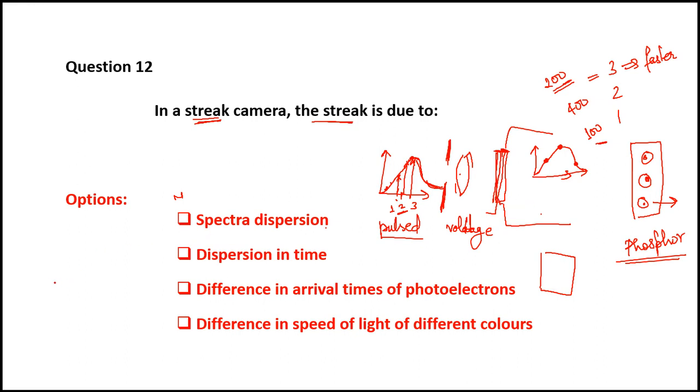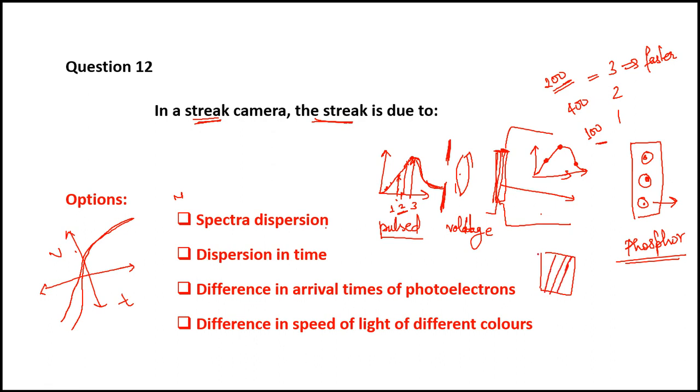What happens is, let's say this is the voltage versus time graph. The voltage versus time for these photoelectrons gives you an ogive. The photoelectrons will also be deviated at different angles when they pass through this. So basically here, what you get is the streak in the form of lines.